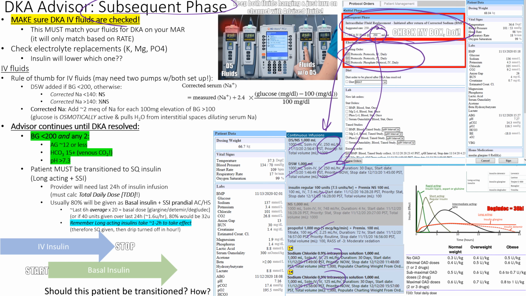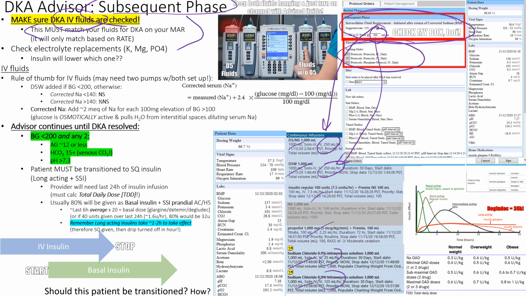So you have to let it know which fluids are going to be the ones that are given. Okay, so the DKA IV fluid rates on the subsequent phase right there need to match which fluids on the MAR are going to be given. Then make sure your boxes are checked for the electrolytes, so that we can give the electrolytes. And we're checking this anyway with our chemistry. Remember, our basic metabolic panel does not have the magnesium and the phos, so that has to be added on.